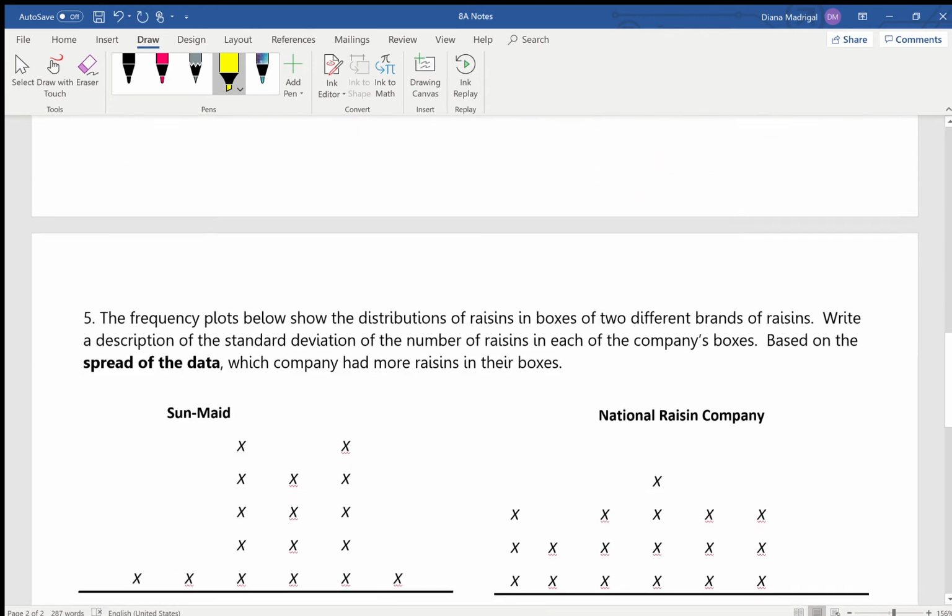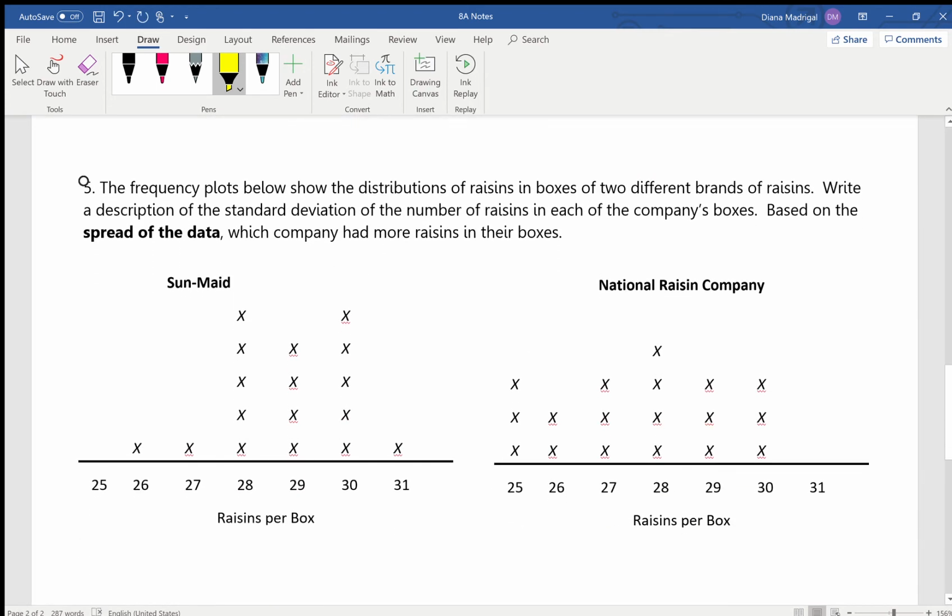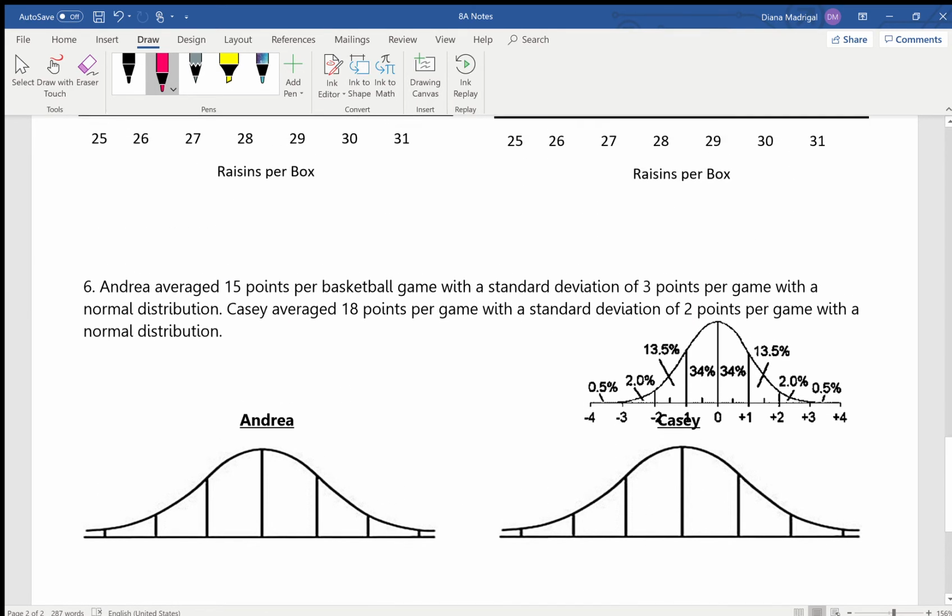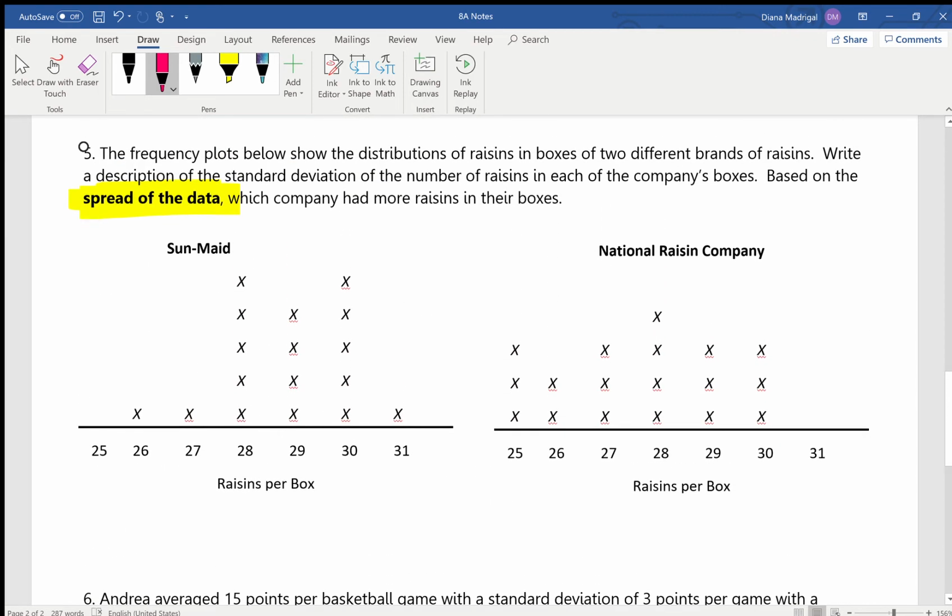All right, number 5. Number 5 is the easiest of all of them. The frequency plots below show the distribution of raisins in boxes of 2 different brands of raisins. Write a description of the standard deviation of the number of raisins in each of the company's boxes. Based on the spread of data, which company had more raisins in their box? All you have to look at is which graph represents more spread. The data is more spread, and again, spread means when something is not on the same spot.